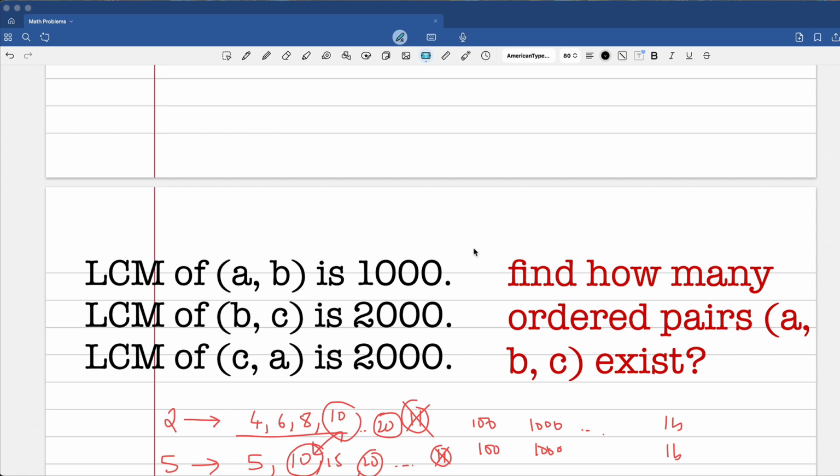In order to do this, in the last video, I explained the intuition behind it, that LCM is to be thought of in terms of prime factors, and being able to figure out the prime factors or powers of the prime factors is the way you would go about solving it. So if you haven't seen that video, please go ahead and check it out.